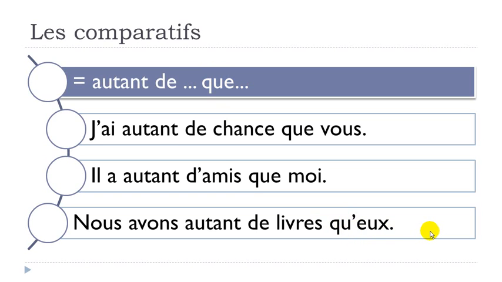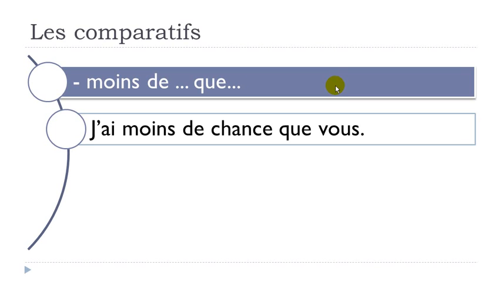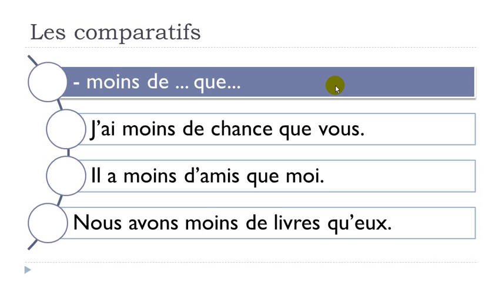Then if you want to say less, it's moins in French. So no discussion about the S here. Don't pronounce it. Moins de, and then you put your noun, que, than, and the rest of the structure. J'ai moins de chance que vous. Il a moins d'amis que moi. Nous avons moins de livres que. All right, so that's it.